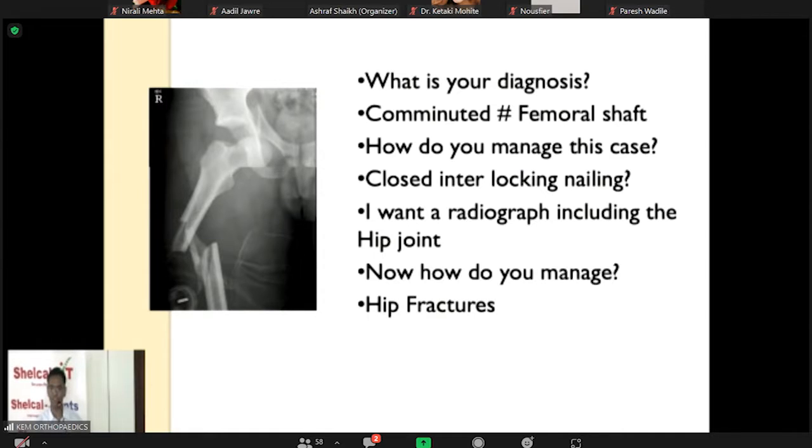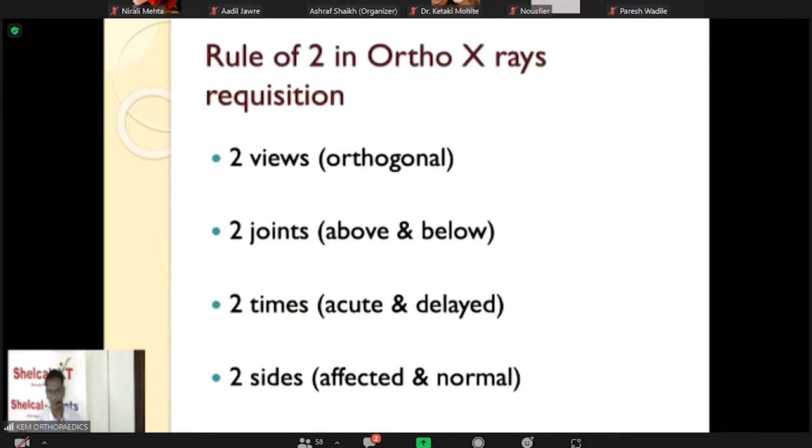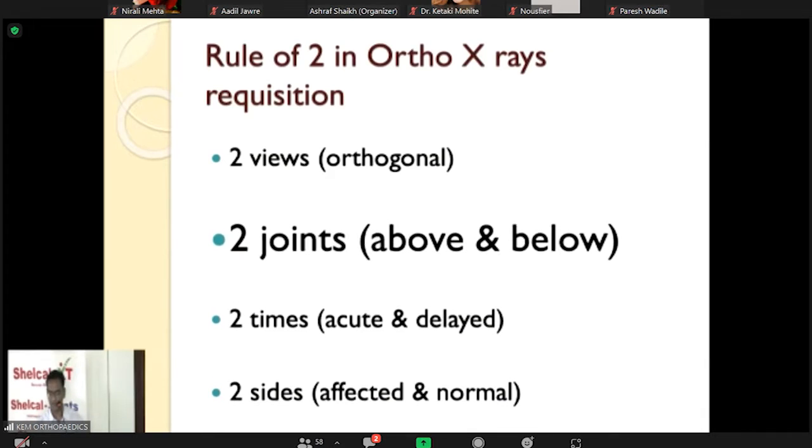So now how do you manage this hip fracture? Anyone? Anyone? Okay, no issue. We'll go ahead.